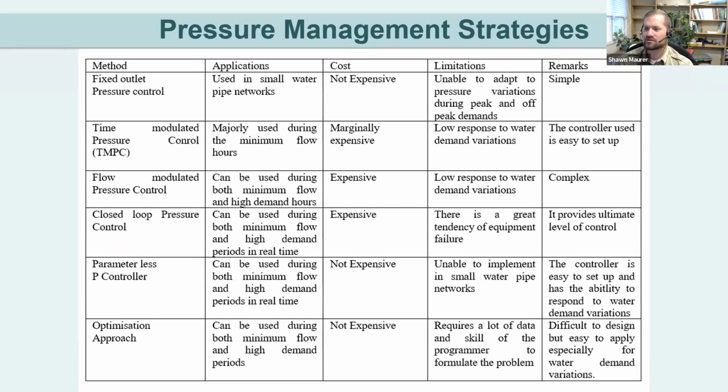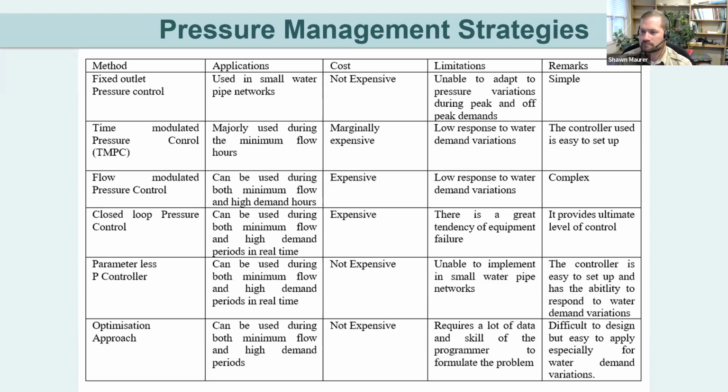Flow modulated pressure control. Now you start getting into a little bit more expensive. You've got more sensors out in the network. You've got more automated valving and pressure control systems. So it's very complex, but it's very adaptive, more so than your time modulated systems. It's going to react more to your flow side requirements.